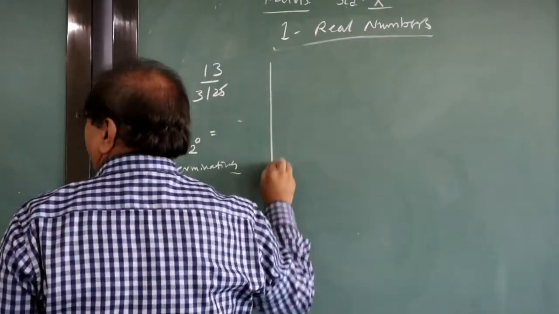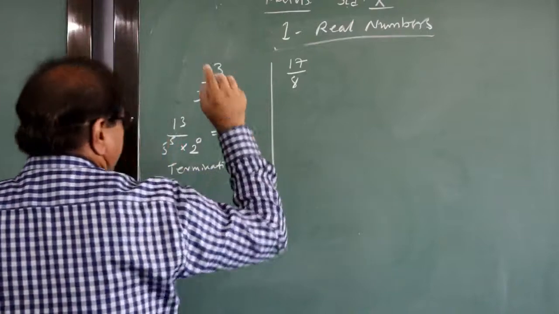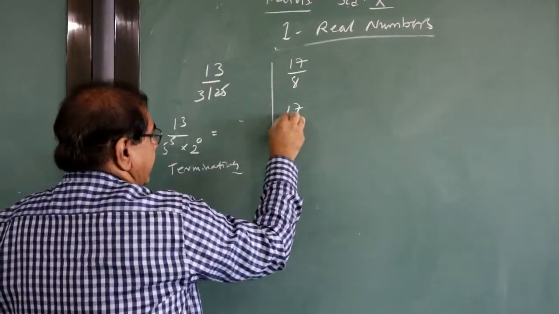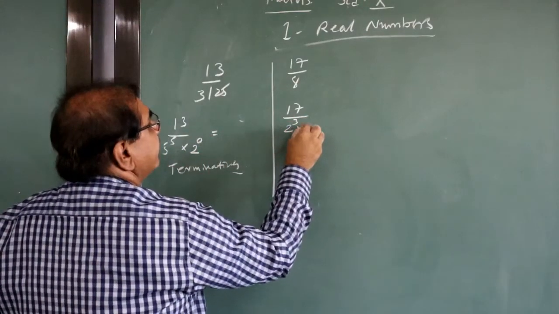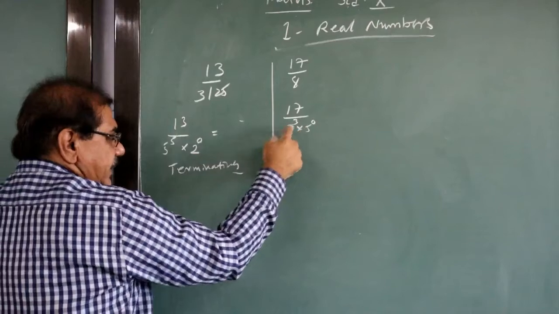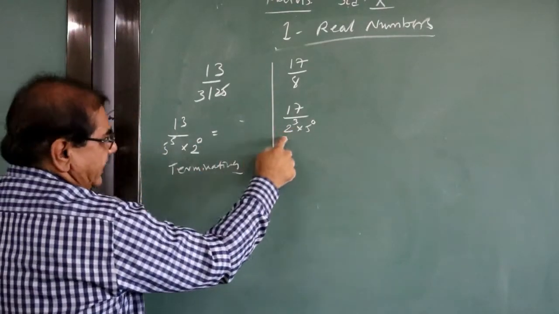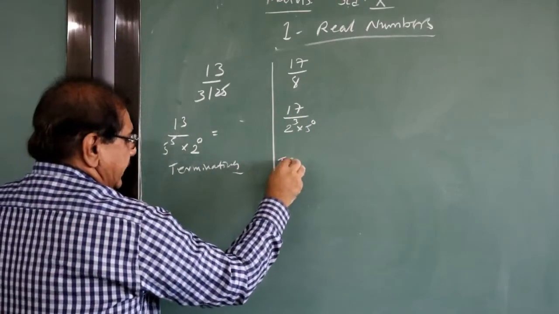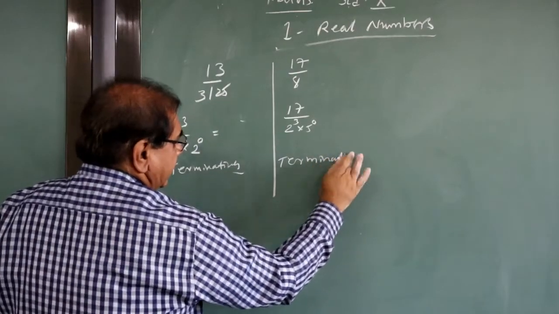Now we go for the second, 17 upon 8. So 17 is a prime number. Again, factorize 8: 17 upon 8 means 2 cube. So 2 cube means it is multiplied by 5 raised to 0. So again q has prime factors in the form of 2 raised to m into 5 raised to n. So it is terminating. The decimal expansion is terminating.